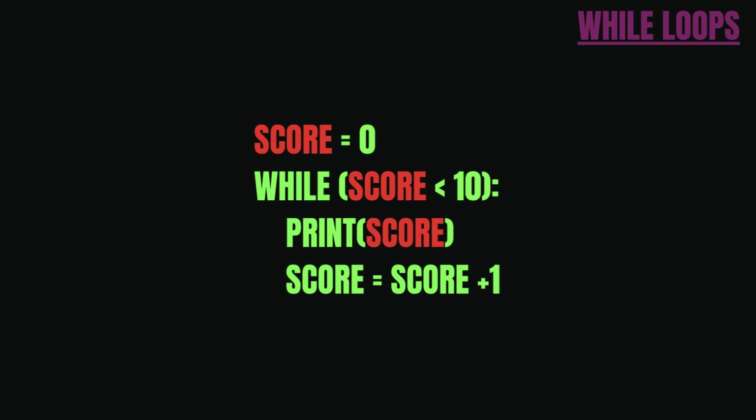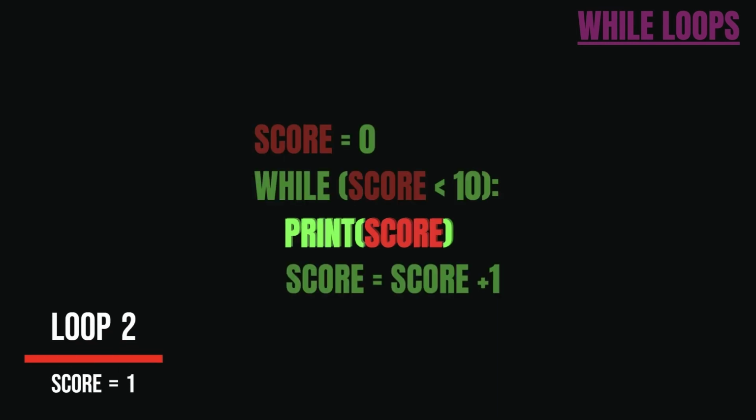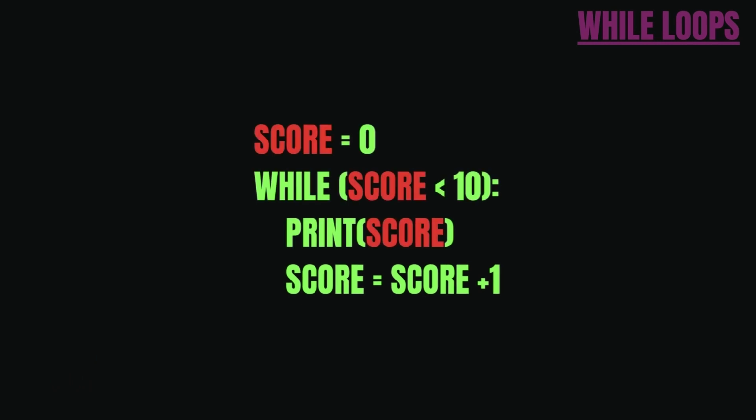So, on the first loop the score is 0. So 0 will be printed out, then score will be increased by 1. On the next loop, score will be 1, so 1 will be printed out, then score will be increased again. Then on the next loop, score will be 2, so 2 will be printed out, then increased by 1 again, making it equal to 3.